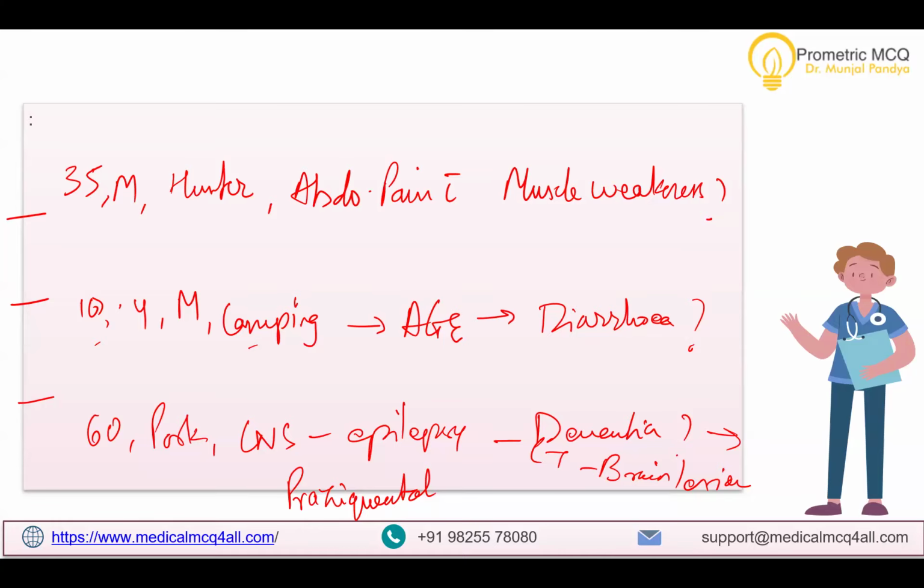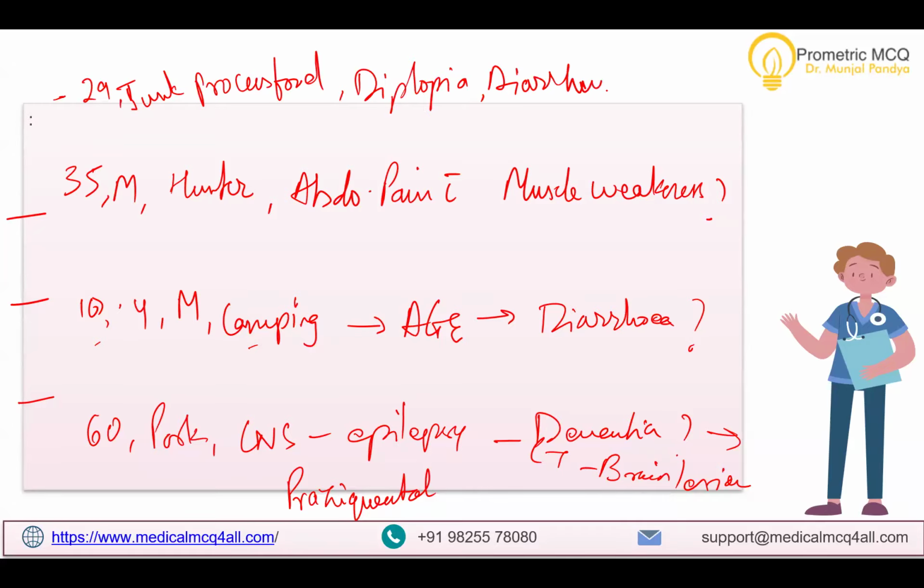Is this clarified now? Yes, ma'am. Okay, one more question. A 29-year-old boy who has a frequent history of junk and processed food comes to you with a complaint of diplopia and diarrhea with blood. What is this?